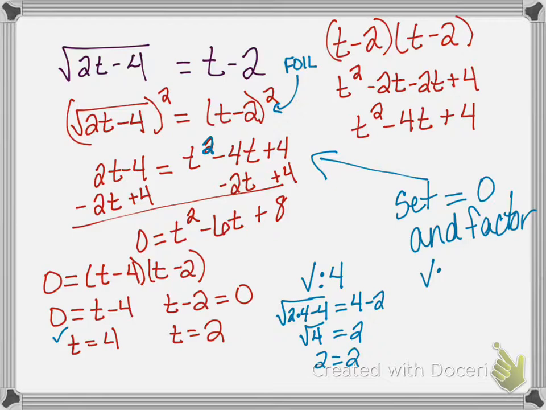Now I'm going to check the number 2. I'm going to have the square root of 2 times 2 minus 4 equals 2 minus 2. 2 times 2 is 4, minus 4 is 0. So I have the square root of 0 equals 0. Am I allowed to take the square root of 0? What is the square root of 0? 0. You are allowed to take the square root of 0. You're not allowed to take the square root of a negative number. You are allowed to take the square root of 0.